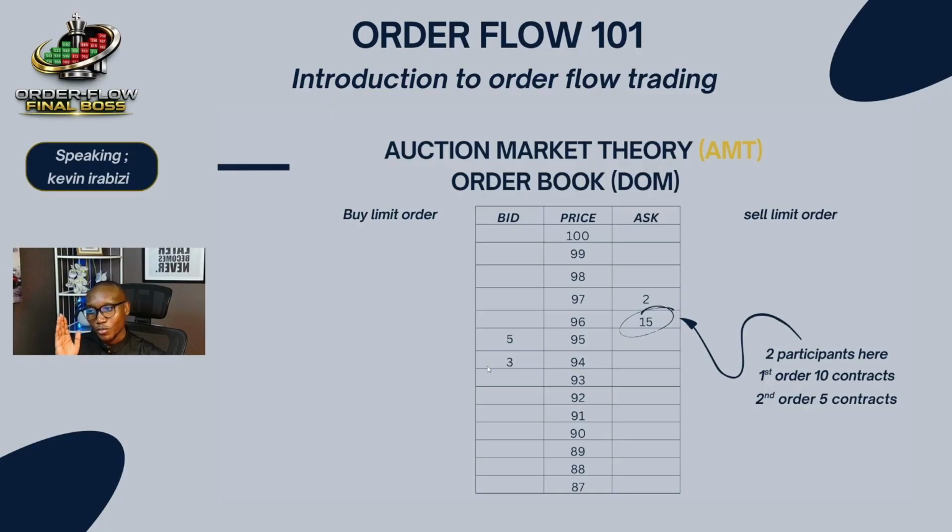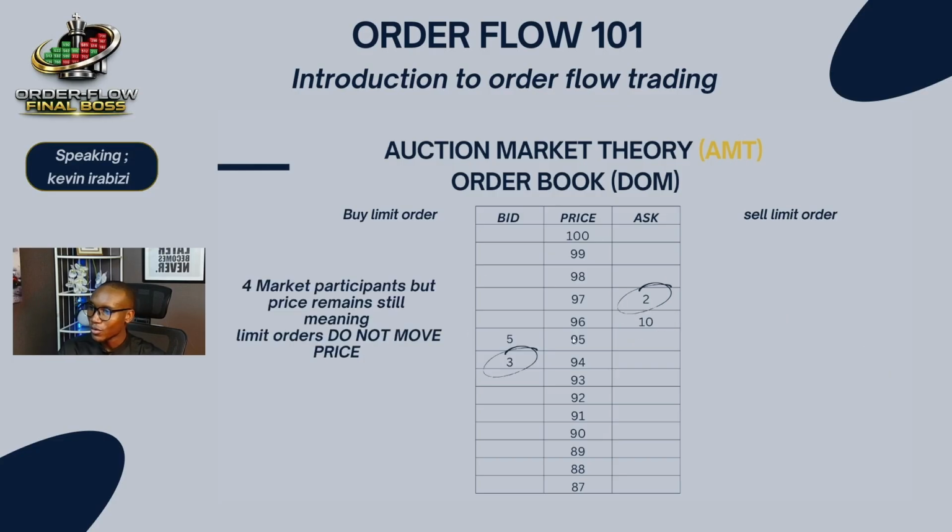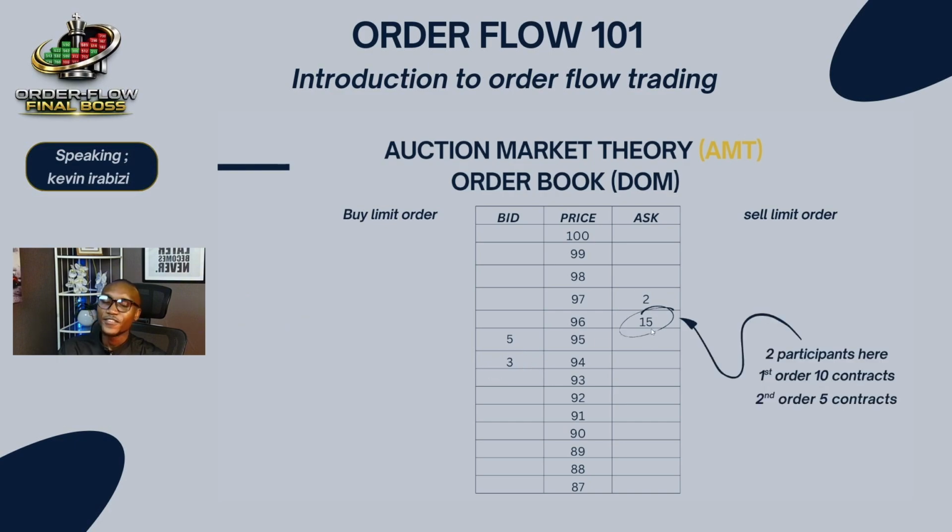So we have our 5th participant come in. Remember, at this price level, we had 10 contracts to sell. 5th trader comes in, adds 5 contracts to these 10, makes it 15 contracts. Keep in mind, 15 contracts. So we have 2 traders at price 96. The first trader that came at that particular price had 10 contracts to sell, and the second trader had 5 contracts to sell. So 2 participants here, first order with 10 contracts, second order with 5 contracts.